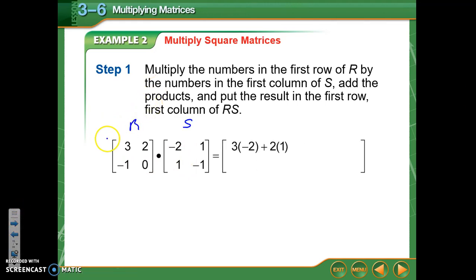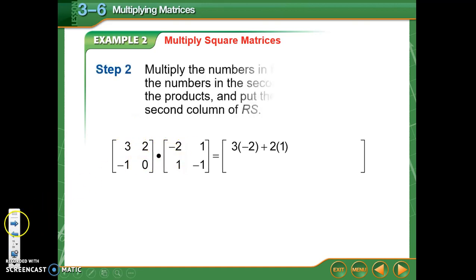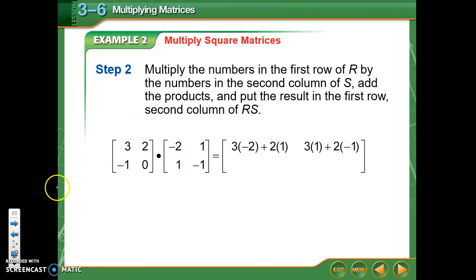Okay, so look what we did here. We did the first row, 3 and 2 times negative 2 and 1. So I do 3 times negative 2 plus 2 times 1. Then I'm going to do the same thing with the first row, second column. So I'm going to do 3 and 2 times 1 and negative 1. 3 times 1 plus 2 times negative 1.